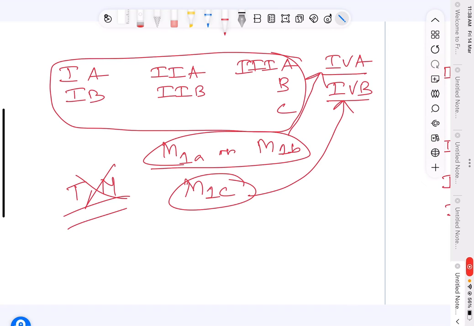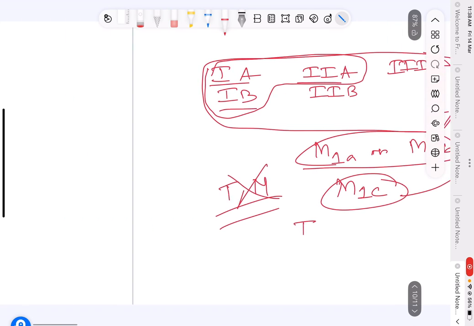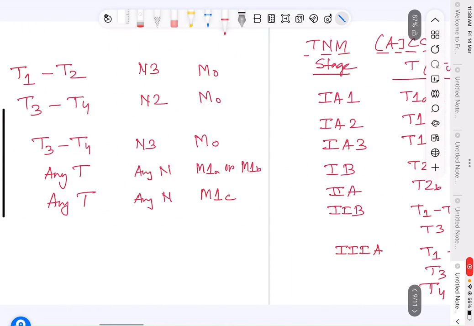अब कौन सा ईजी है डायग्नोस करना? 1A, 1B एंड 2A तक बहुत ईजी डायग्नोस करना, क्योंकि सिर्फ हमें T देखना पड़ेगा. 1A, 1B एंड 2A में क्या देखेंगे हम? ओके, आई विल शो यू.